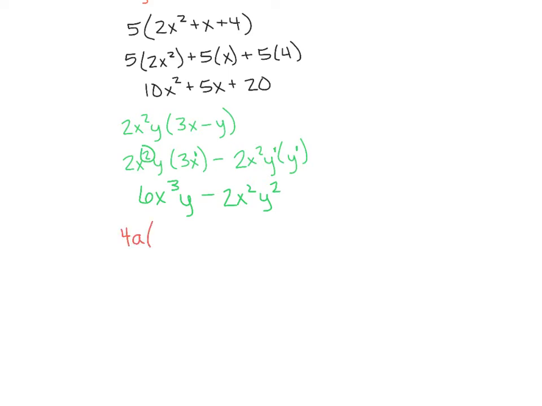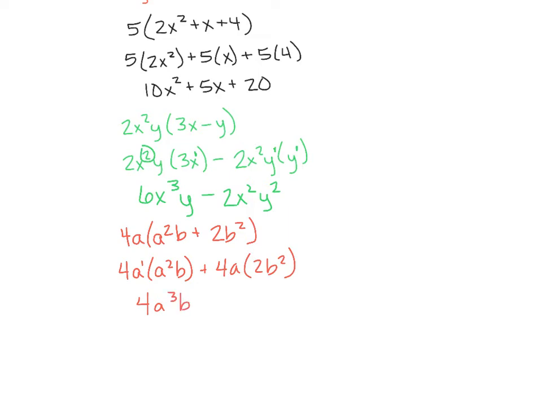4a times a squared b plus 2b squared. So we take our outside term times our first term plus our outside term times our second term. We multiply our constants, in this case it's 4 times 1. A, this has an exponent of 1, so we have 1 plus 2, which is 3, and then b, there's only one b for a base. Plus, multiply 4 times 2 and get 8. You have nothing to add to your base of A and nothing to add to your base of B.